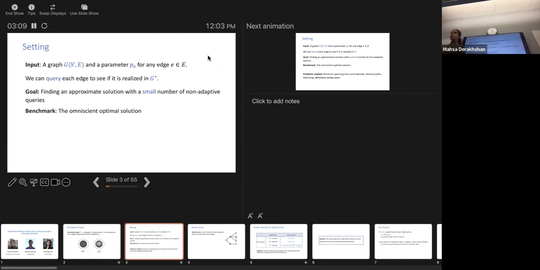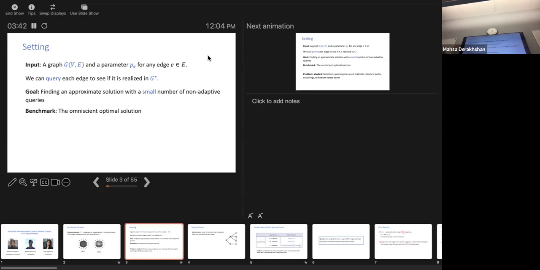Now, in the setting we consider today, we don't know all the edges in advance. Instead, we have these existence probabilities, and what we can do to know whether an edge exists or not is to query the edge. After querying the edge, we see whether it exists or not. Our goal is to use a small number of queries, preferably O(n) total, to find a good approximate solution for whatever problem we are studying in this setting.